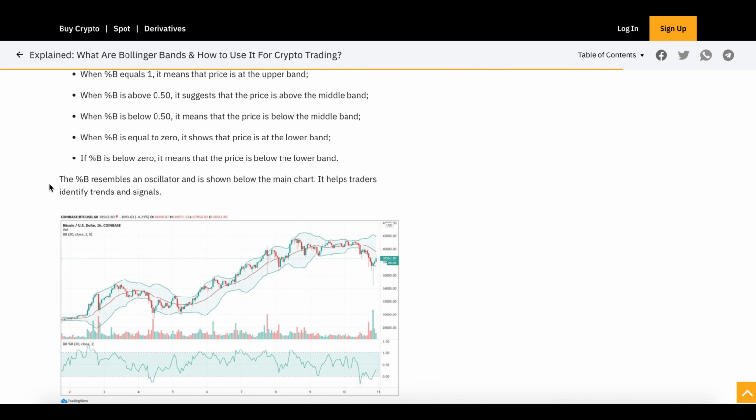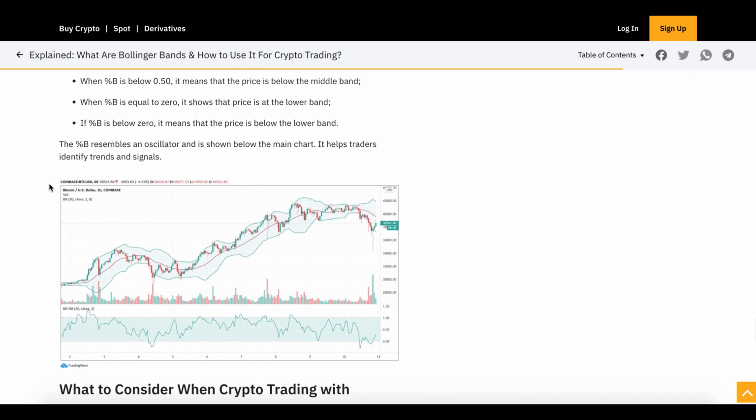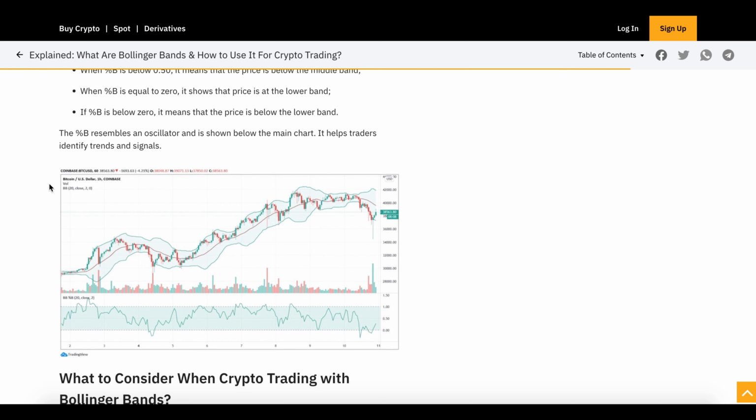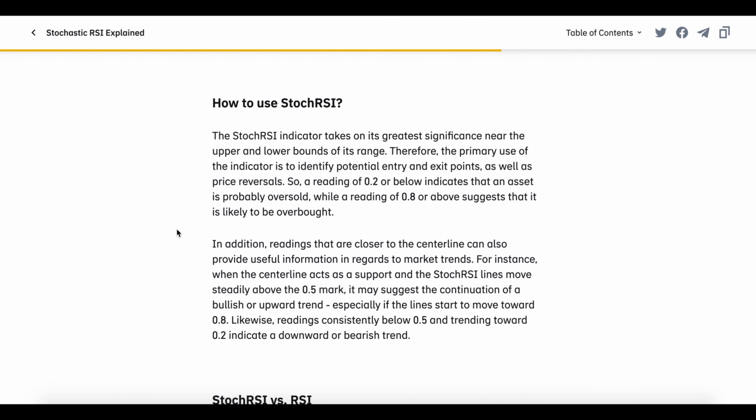The %B resembles an oscillator and is shown below the main chart. It helps traders identify trends and signals. Okay, now let's go to Stochastic RSI. How to use Stochastic RSI.